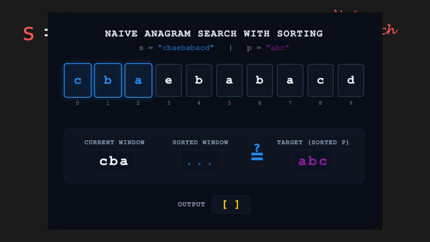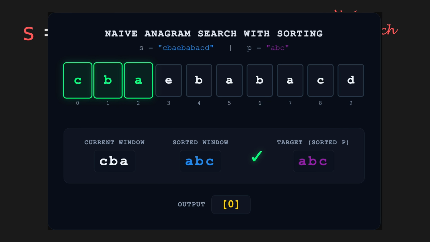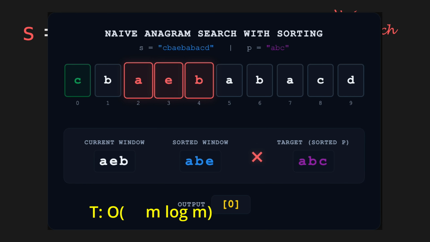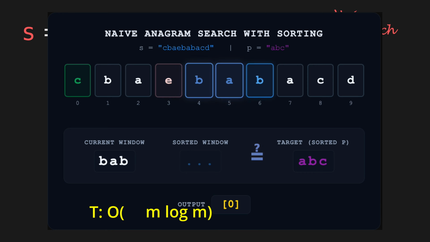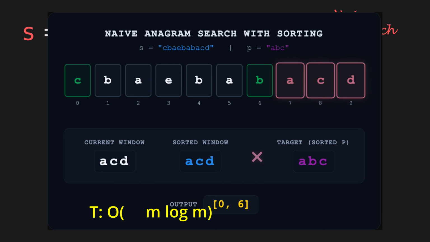Method 1. Sort and compare. Sort both the substring and P. If the sorted versions match, they are anagrams. Simple, but sorting costs O of m log m, where m is the size of our pattern, and if n is the size of string S, then we check every window, which would be n minus m plus 1 or roughly n windows, each costing O of m log m, totaling to O of n times m log m.